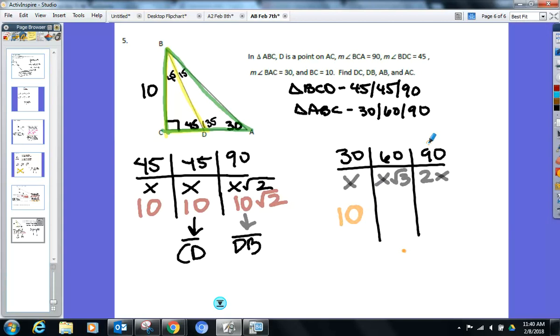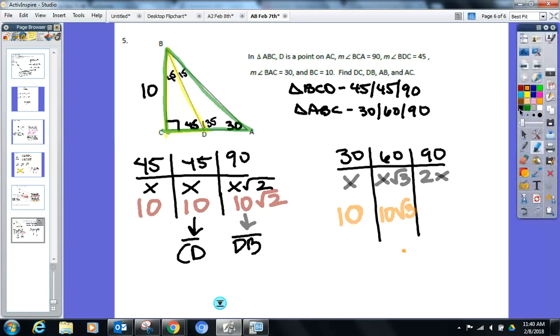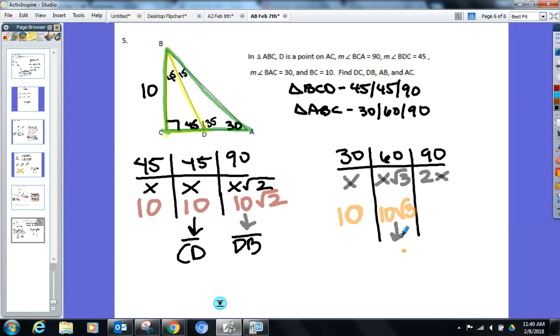So what's the side across from 60's length going to be? Look at the rule. What do I do? 10 radical 3. Name that side. In triangle ABC, name that side. Here's the 60. What's the side across? CA. Yep. We're down to one more. Finish.